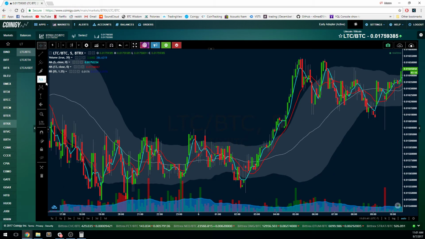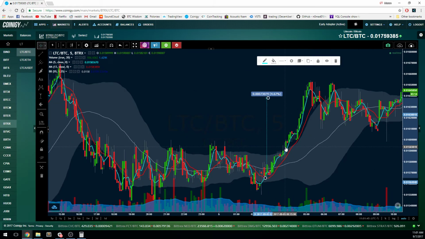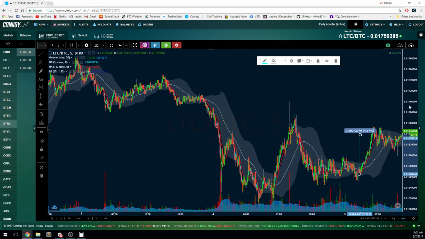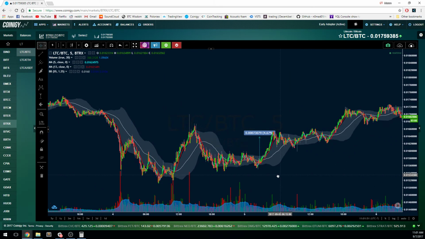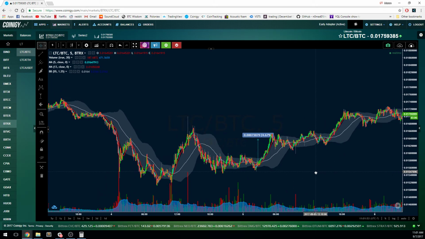Look at this good one right here on Litecoin. 4% for just buying the crossover and selling the crossover in a move that ultimately did go up. But just reading these points, you can play all up and down here and make a lot of money.